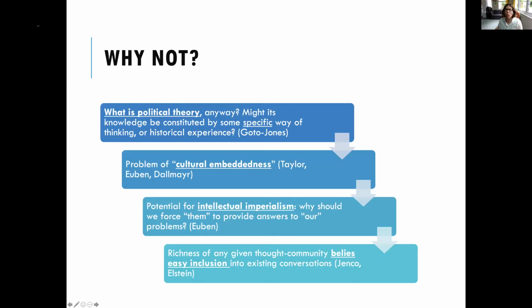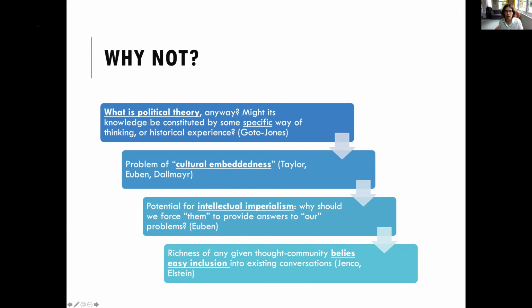Okay, so why wouldn't we have comparative political theory? Well, what is political theory anyway? I don't know if any of you have ever stopped to think about this. Political theory is a very broad church, but it has its limitations. Some have suggested that its knowledge might be constituted by some specific way of thinking or a historical experience, like modernity, or if you follow Quentin Skinner, something like the rise of the state. And if you think that's what political theory is, then it might make sense to concentrate on European thought and leave broader questions about politics to other fields.